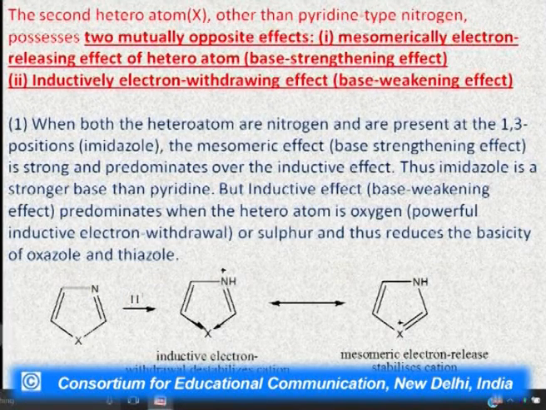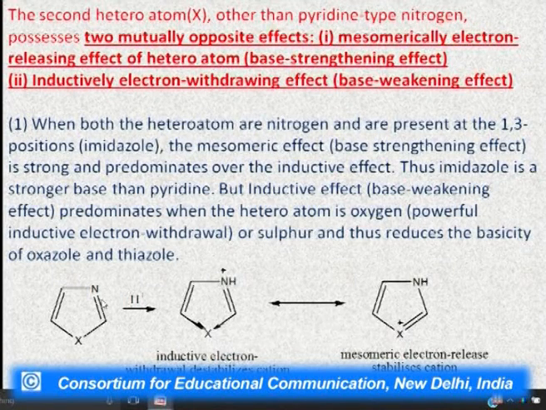So, for discussing the position of the heteroatom present, when both heteroatoms are nitrogen and are present at 1,3 positions, as in the case of imidazole, the mesomeric effect, that is the base strengthening effect, is strong and it predominates over the inductive effect. Thus, imidazole is a stronger base than pyridine. But the inductive effect, that is the base weakening effect, will predominate if the heteroatom is oxygen or sulfur, which have powerful inductive electron withdrawing capacity, and thus it will reduce the basicity of oxazole and thiazole.